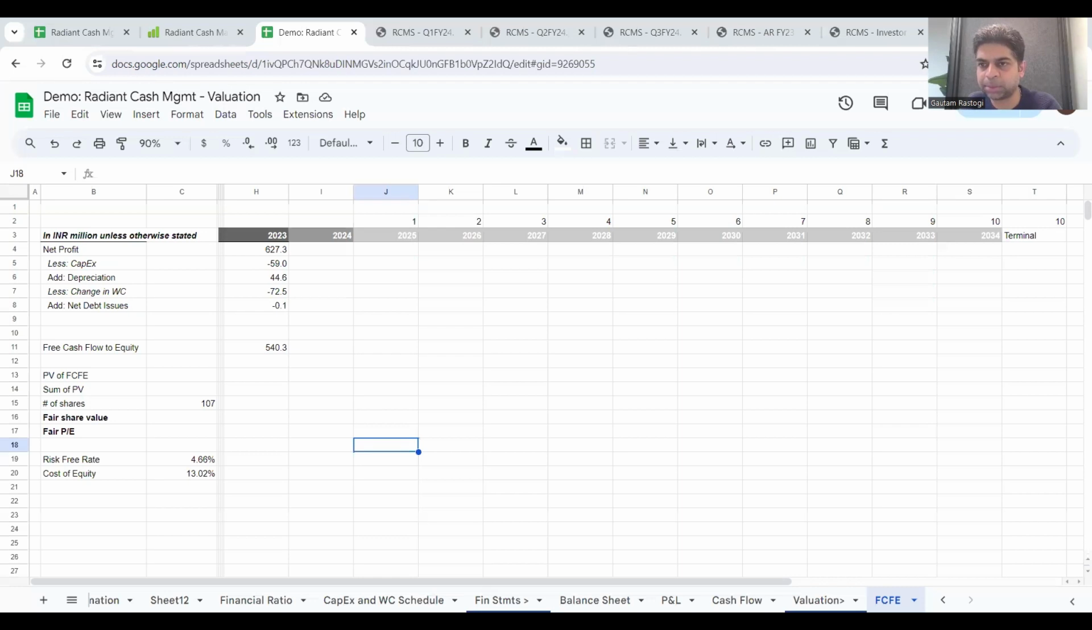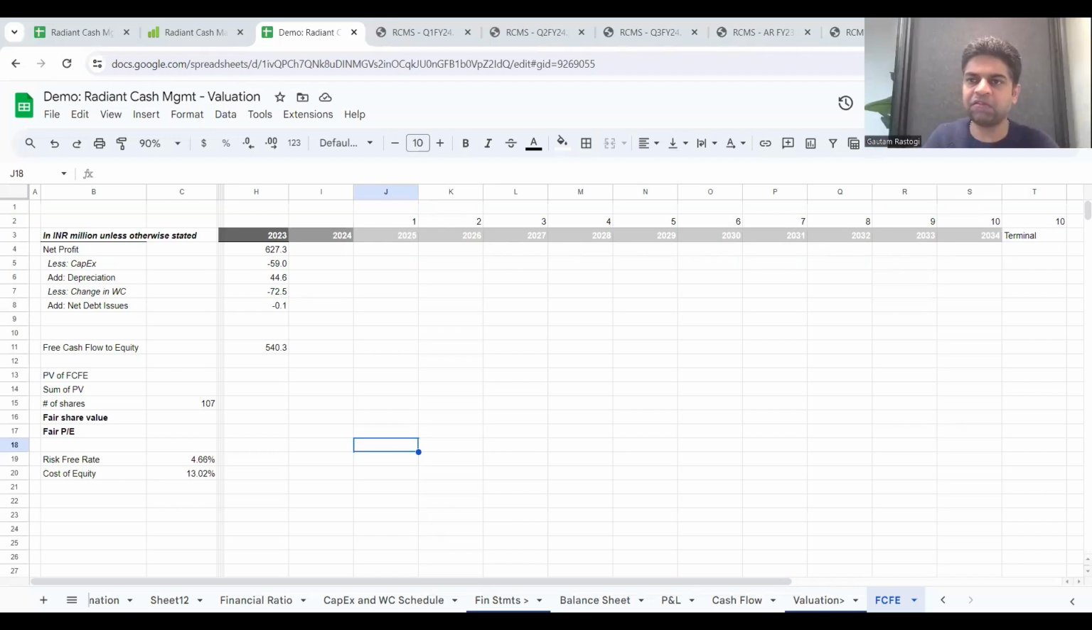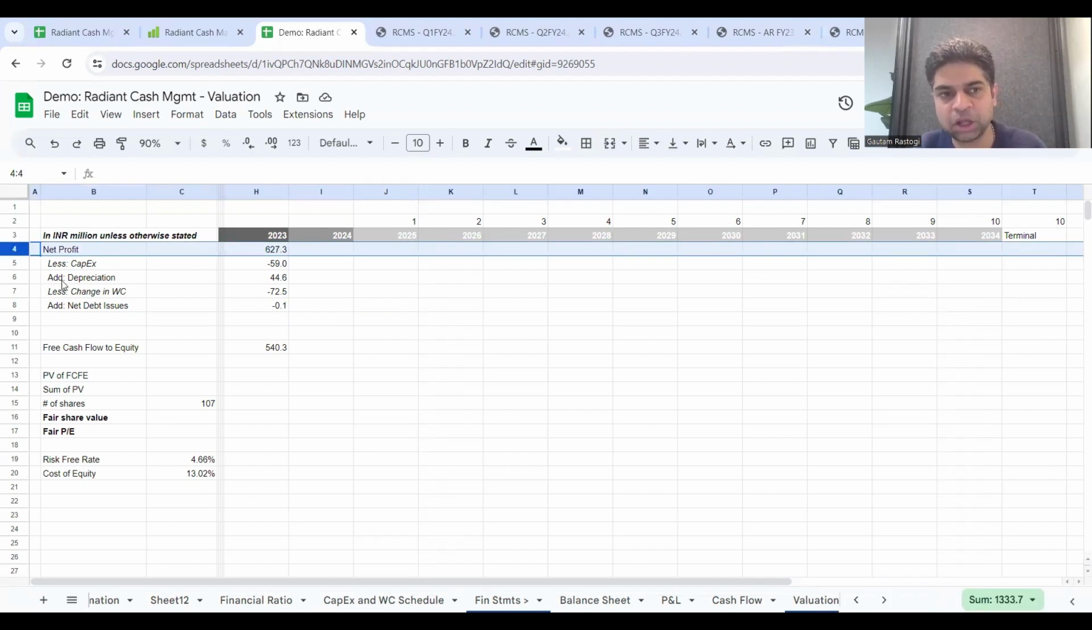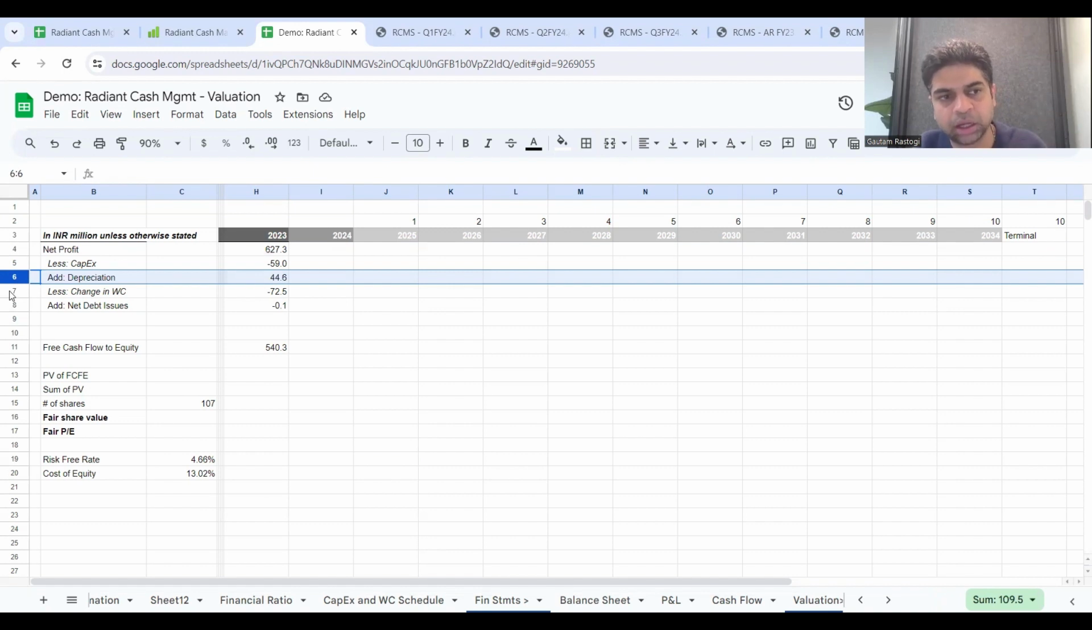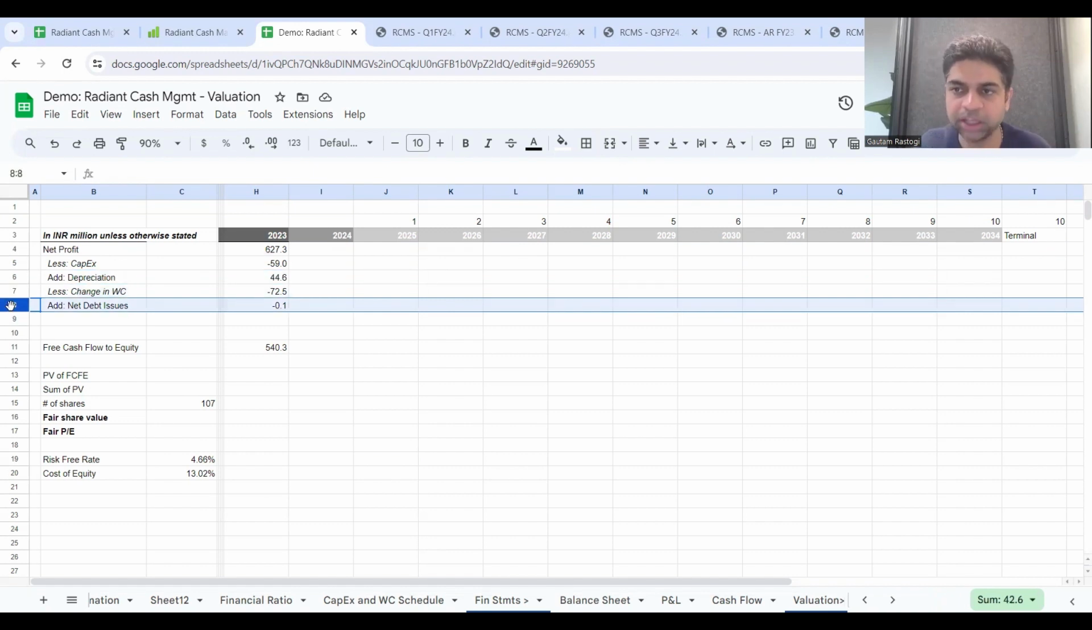All right. Now let's value this firm by estimating free cash flow to equity. Just to refresh your memory, you start with net profit after tax, and from that you net out capex, you add back depreciation, you net out change in working capital, and you add back any net debt issues. So we have everything. It's just a plug and play of numbers right now.